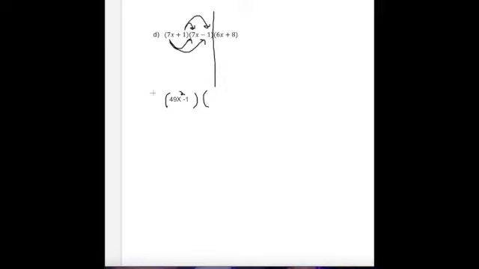So now you bring the next bracket in. So we've got 49x squared minus 1 from the first 2 brackets, and then you now multiply it by the next bracket. So you now get rid of that line. 49x squared times 6x, 49x squared times 8, minus 1 times 6x, minus 1 times 8.